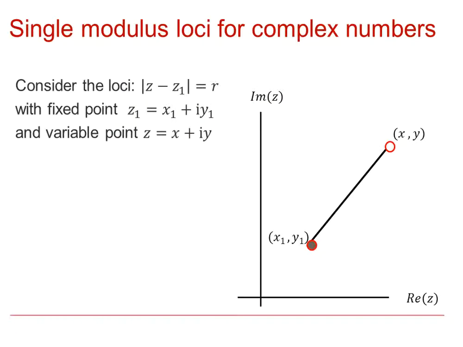Consider the loci modulus of z minus z1 equal to r, with a fixed point z1 equals x1 plus iy1 and variable point z equals x plus iy. We want to find the set of points that the variable point z equals x plus iy could possibly occupy. A locus is the set of locations or points that conform to a given rule or set of rules, and the plural of locus is loci.